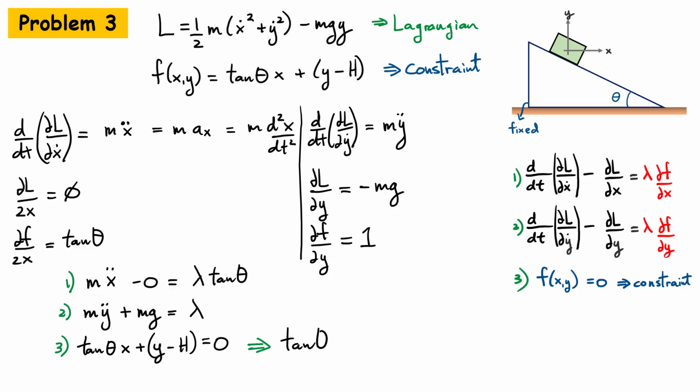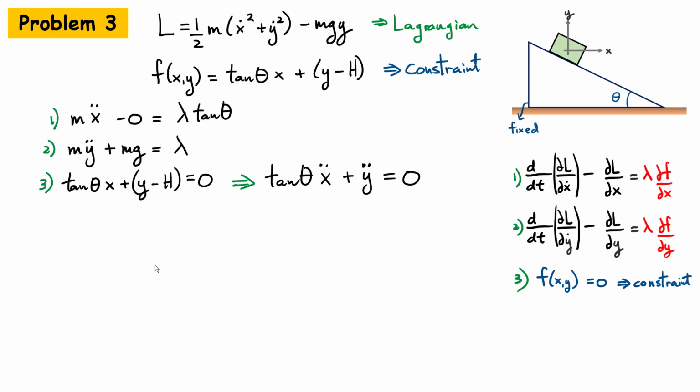Again, tangent of theta is a constant. If I differentiate this with respect to time twice, I get x double dot. If I differentiate this second term with respect to time, I get plus y double dot. And h doesn't change. h is just a number, just an initial condition. So that's equal to 0. All right, so these are the three equations that I need to solve in order to get the accelerations and also this lambda value. Three equations, three unknowns. I can do that. Let's go to the next page and finish this.